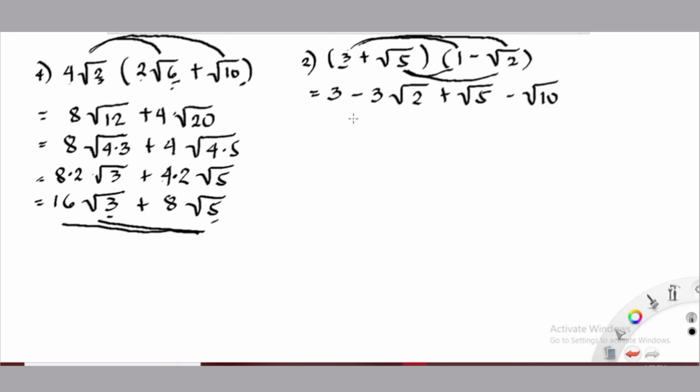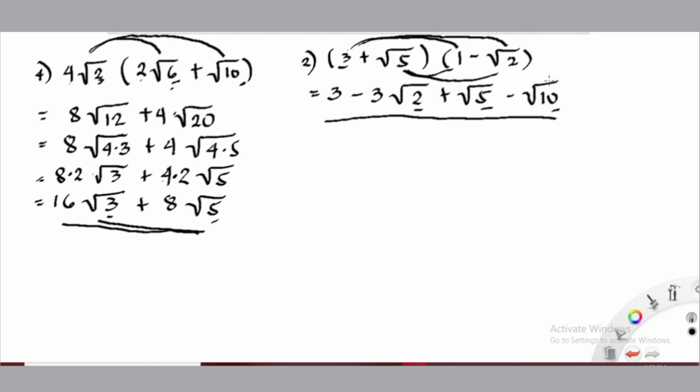Alright? So, let us check which among these 4 can we combine. May similar terms ba? So, this is a constant. Wala tayong nakikitang radical. Here naman, radicand is 2. Here is 5. And here is 10. So, they are all different. Means to say that we cannot combine anything from here. So, this is the final answer now. Okay? Wala tayong makombine. So, that will be the final answer.